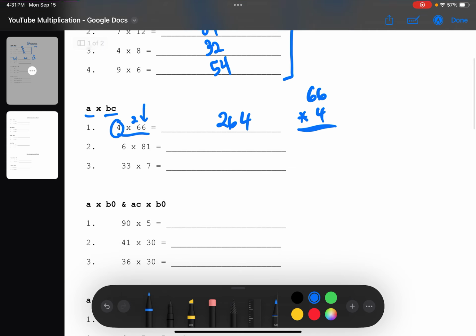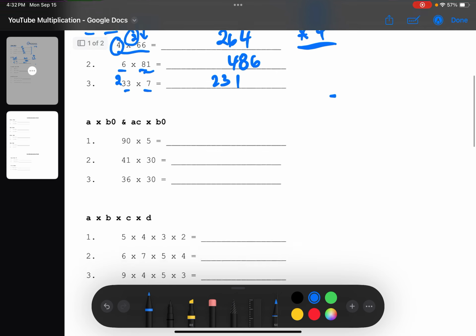Now, remember, you're not going to be able to write these little notes here and there. I'm just doing it for sake of knowing how to think through it within your head, because then it'll count it wrong if you have any scratch work. So 6 times 1 is 6, and then 6 times 8 is 48. So 486. 7 times this 1's digit is 21, carry the 2. 7 times 3 plus 2 is 23, so 231.